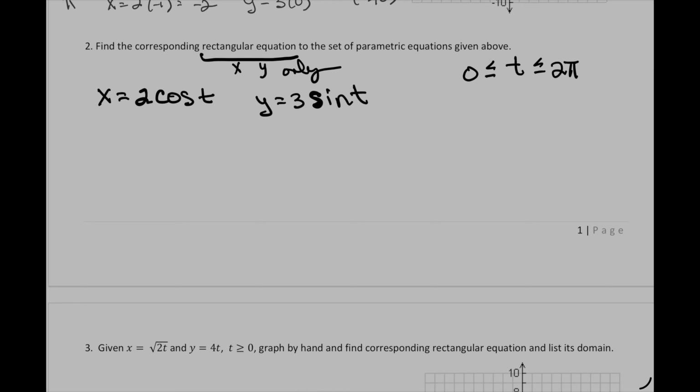All right, I'm basically going to solve one of these, either the x or the y, for t. I'll do the x equation. And when we solve for t, we do the inverse cosine on both sides, or arc cosine. And that will reverse cosine, leaving us with just t, okay?